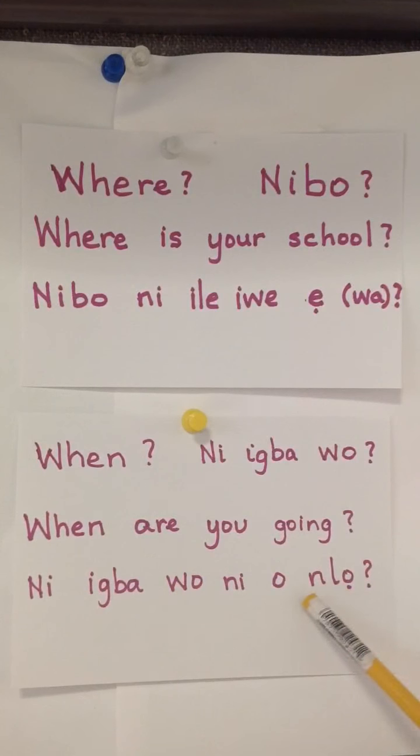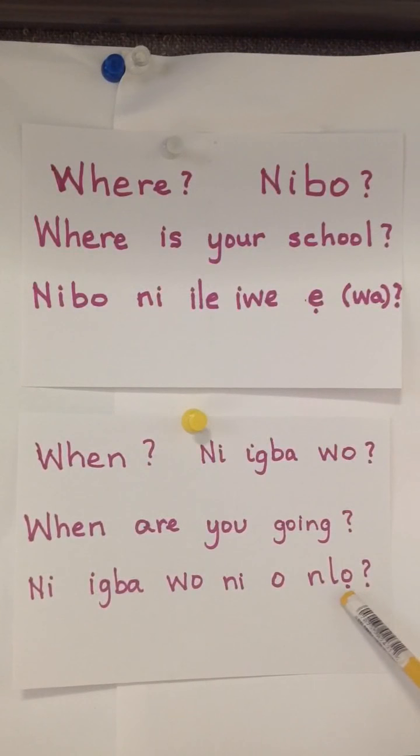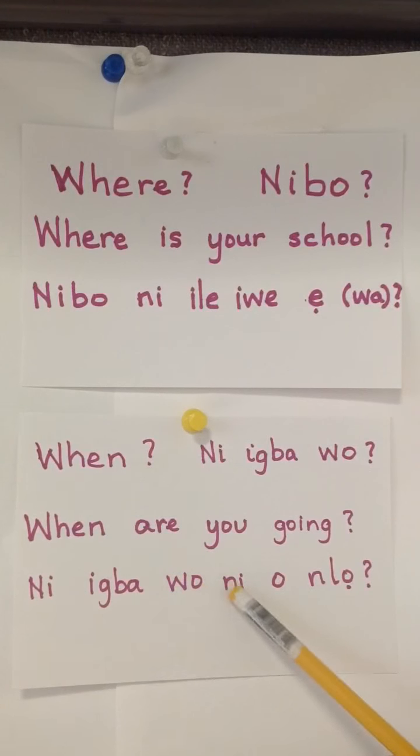Remember that we learned about lọ. We learned that in lesson 2, I believe. This is lesson 3. I believe we learned lọ for go. We learned wá for come. So you should remember all this, because each lesson you learn something, we're building on it for the next lesson. Okay? So, ní ìgbà wo ni o ń lọ?